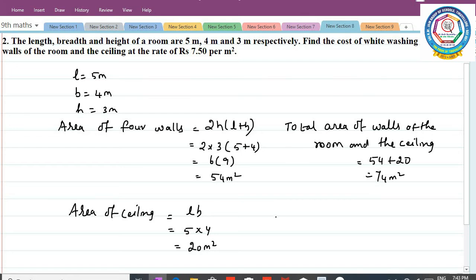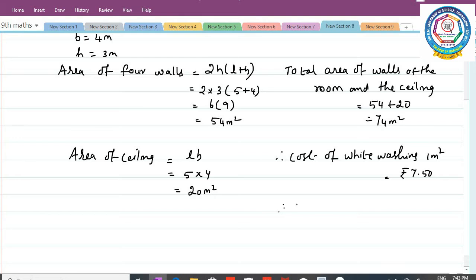They ask the cost also. Therefore, cost of whitewashing 1 meter square equal to rupees 7.50. But how many area we have? 74. Therefore, cost of whitewashing 74 meters square equal to 74 into 7.50.